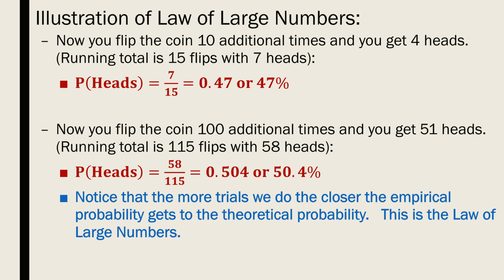Now you flip the coin 10 additional times and you get 4 heads. So the running total is 15 flips with 7 heads. Now the empirical probability of a heads up is 7 divided by 15. And you continue this experiment. Now you flip the coin 100 additional times and you get 51 heads. So the running total is 115 flips with 58 heads. So the empirical probability of heads is 58 divided by 115. Notice that the more trials we do, the closer the empirical probability gets to the theoretical probability. This is the law of large numbers.